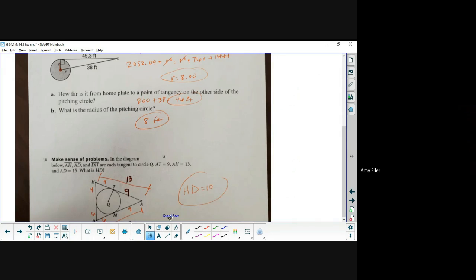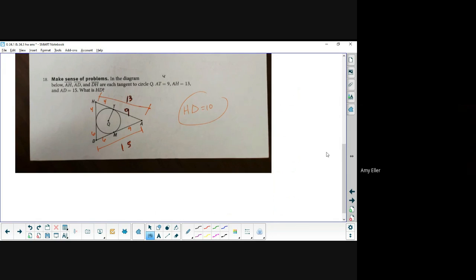18. You want to start by labeling, very important. So we have a bunch of tangents. We should not be doing the Pythagorean theorem. There are no right triangles here. So just want to make that clear.